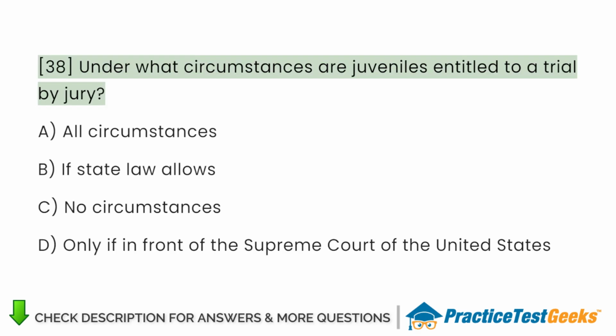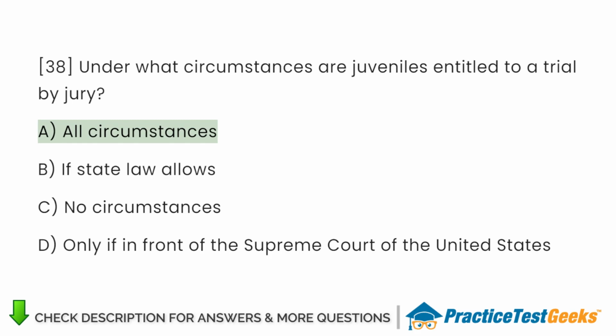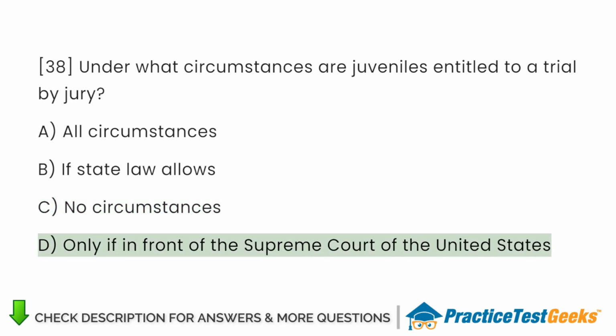Under what circumstances are juveniles entitled to a trial by jury? A. All circumstances. B. If state law allows. C. No circumstances. D. Only if in front of the Supreme Court of the United States.